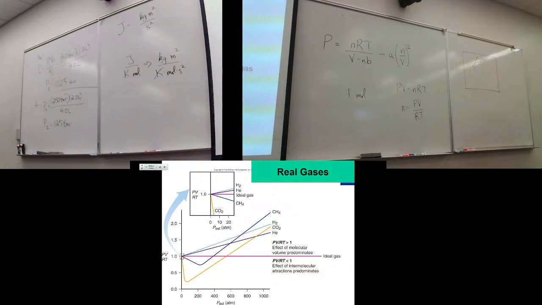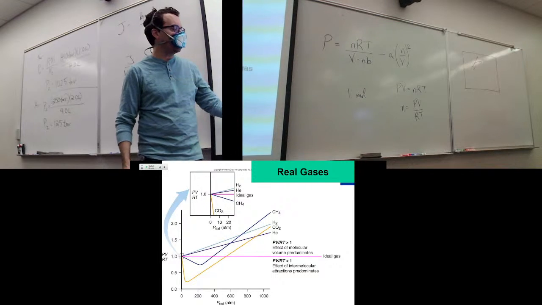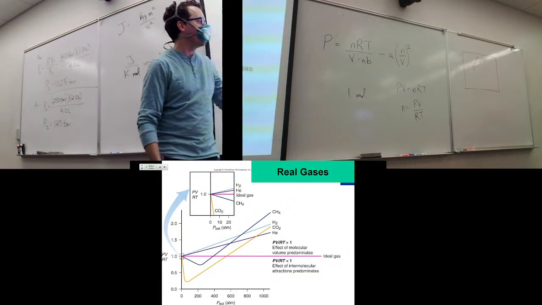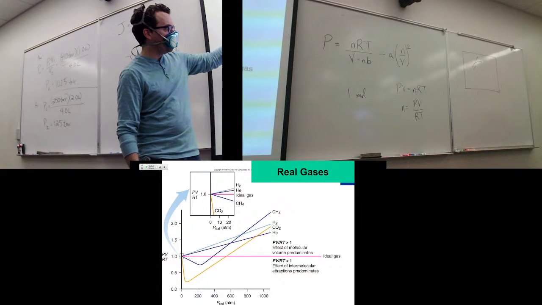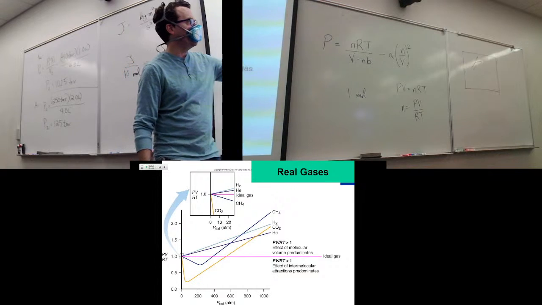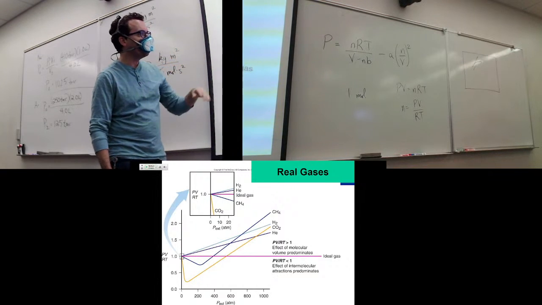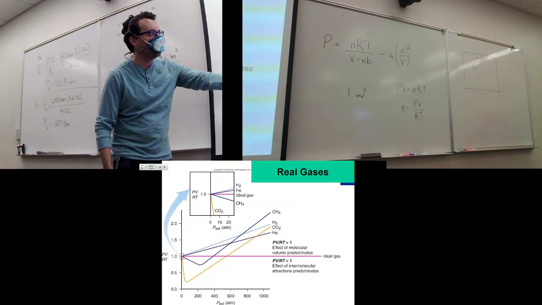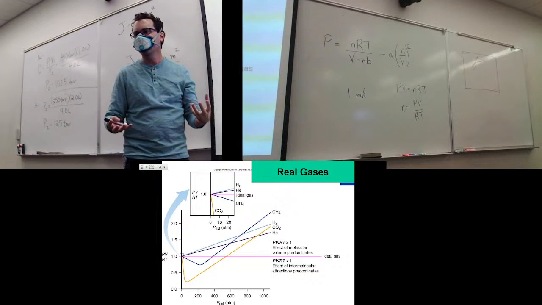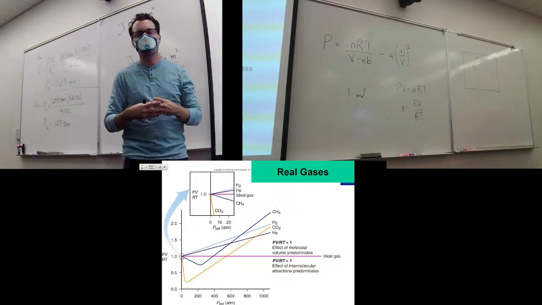So here, when you start increasing the pressure to super high pressures, you get really big deviations in the ideal gas law. CO2 starts off going lower than what you'd expect, and then it goes higher than what you'd expect. So why is that? Well, when it goes lower than this, the attractions, the intermolecular forces dominate. The attractions basically lower the pressure.